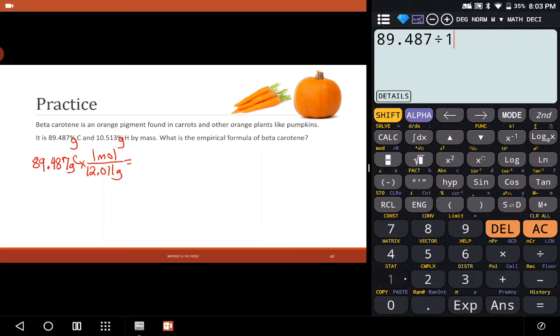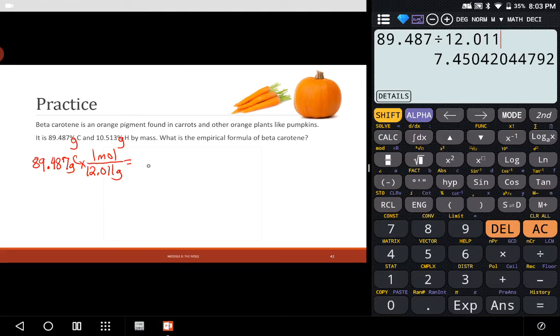89.487 divided by 12.011, 7.45042. You can just write out a lot of digits here. You don't have to worry about sig figs because we never round intermediate calculations. And all of this is intermediate calculations. So for hydrogen, it's 1.008 grams per 1 mole. The grams goes in the denominator so that we can cancel out grams and be left with moles.